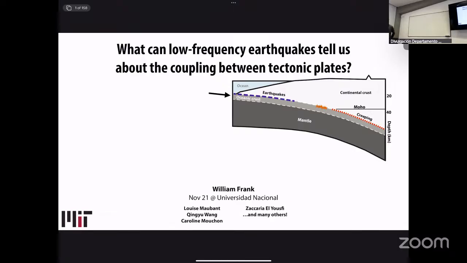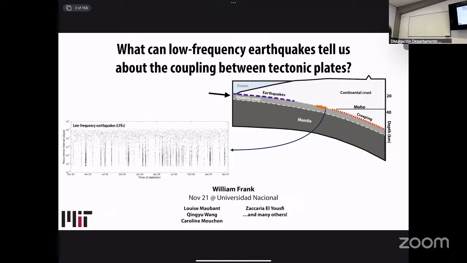So I'm going to be talking about low frequency earthquakes and why we should care about them, and what they can tell us about the plate coupling dynamics in subduction zones and other plate boundaries. What you're looking at here is a cartoon of the subduction of the Juan de Fuca plate beneath the North American plate.